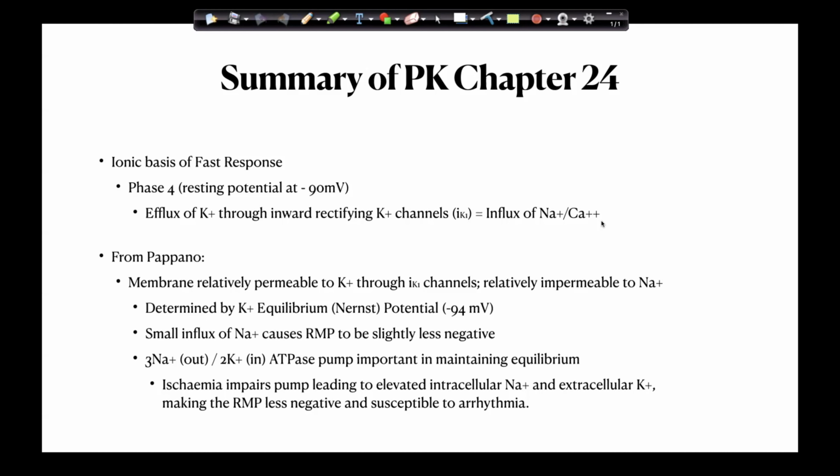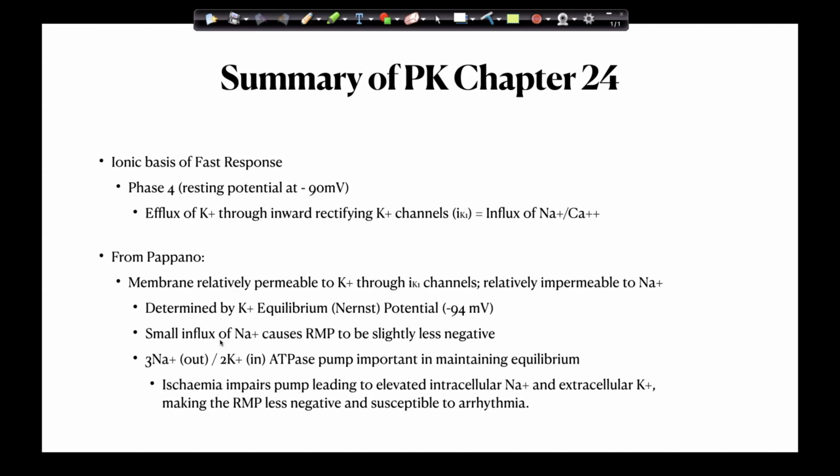So the efflux of potassium through IK1 equals the influx of sodium as well as the influx of calcium at this stage. Now, this is from Pappano. So Pappano also says that the membrane is relatively permeable to potassium through the inward rectifying channels, so IK1 channels, and relatively impermeable to sodium. So what that means is that the resting membrane potential is determined largely by potassium's equilibrium or Nernst potential. So potassium's equilibrium potential is minus 94 millivolts, and you can see that's very close to the resting membrane potential of the ventricular myocyte at minus 90 millivolts.